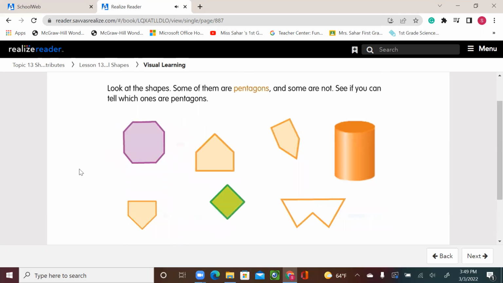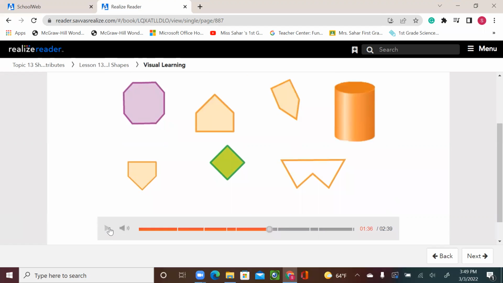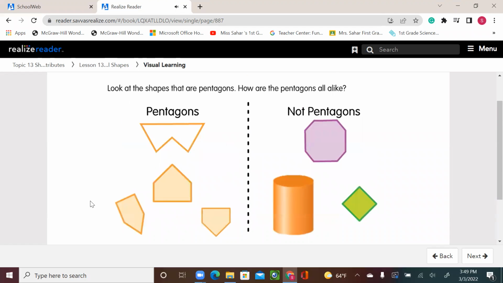Look at the shapes. Some of them are pentagons, and some are not. See if you can tell which ones are pentagons. I can tell that this is a pentagon, this is a pentagon, this is a pentagon, this, the green, no, and the cylinder, no. Look at the shapes that are pentagons. How are the pentagons all alike? I know that they all have 5 sides, 5 vertices, and 5 angles.